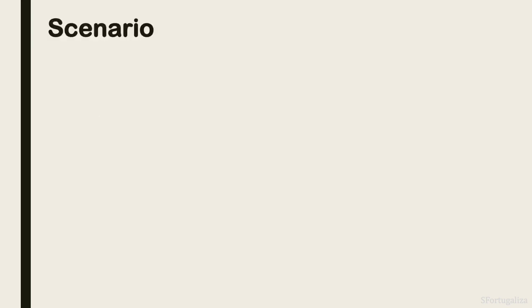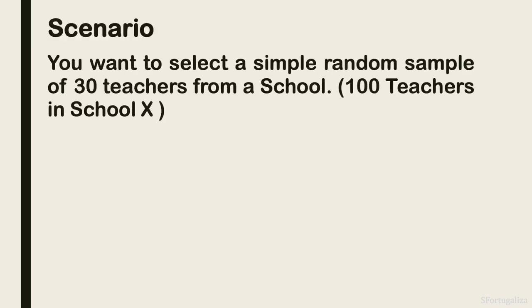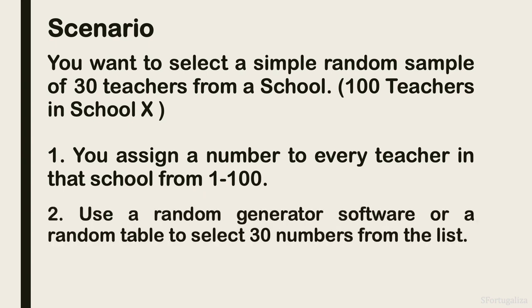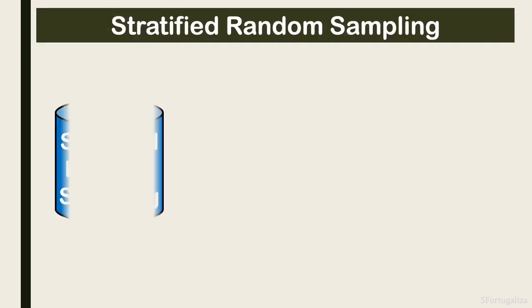Let us consider this scenario. Say, for example, you want to select a simple random sample of 30 teachers from a school. That school has 100 teachers. So the first step that you need to do is to assign a number to every teacher in that school from 1 to 100. And number 2, you use random generator software or a random table to select 30 numbers from the list.